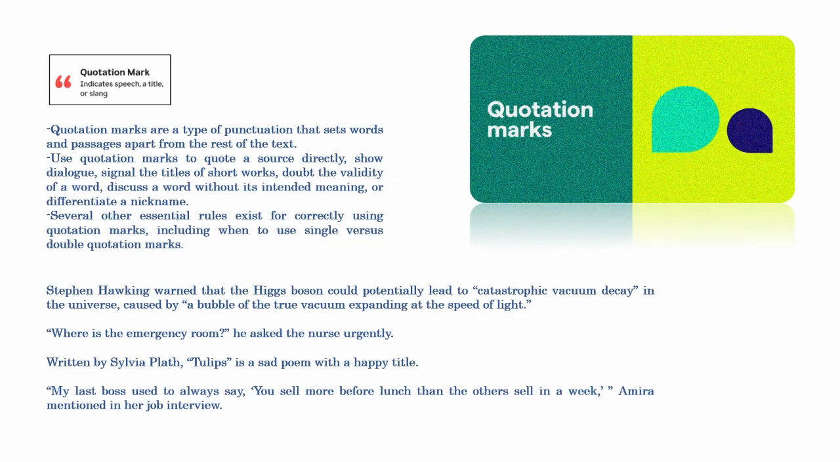Quotation marks are a type of punctuation that set words and passages apart from the rest of the text. Use quotation marks to quote something short directly, such as dialogue, signal the titles of short works, doubt the fidelity of a word, discuss a word without its intended meaning, or differentiate a nickname. Several other essential rules exist for correctly using quotation marks, including when to use single versus double quotation marks. This is an example of the use of quotation marks in a citation from the same author. Notice that you don't need to capitalize because it's still the same citation.